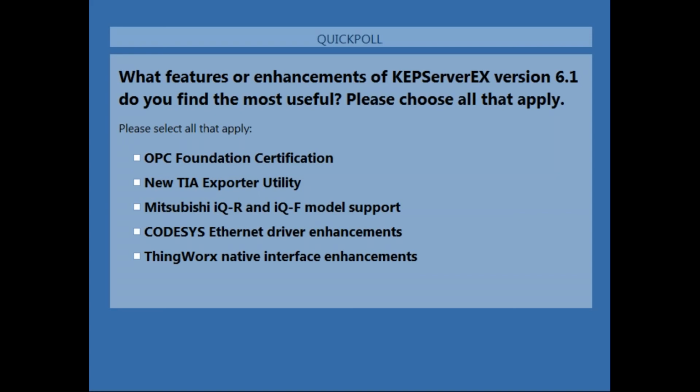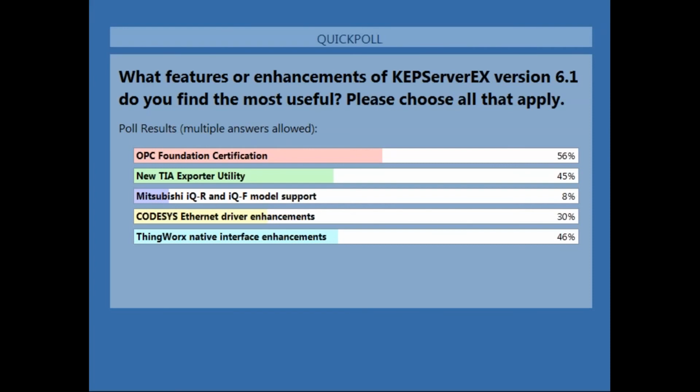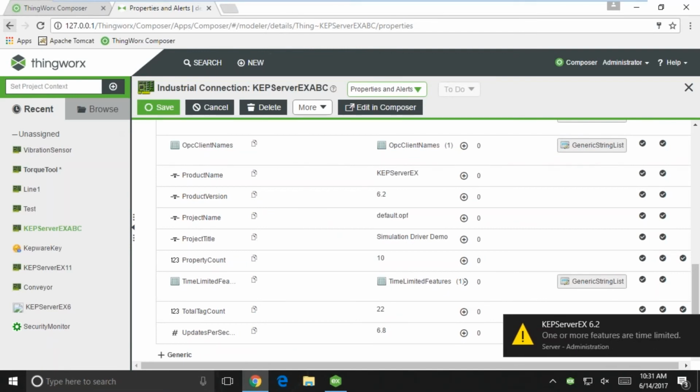Great. So I'm going to go ahead and close out this poll now and share that. It looks like quite a few of you found the OPC Foundation certification exciting and something you can rely on and take to either customers or your team members and say it's certified. The THINGWORX native interface was the runner-up, just ahead of the TIA exporter utility. And we did have someone come in, Adam over chat, say the configuration API for EFM exporter, which is very important for oil and gas customers. So that's great to see. And someone else, David, agreed with the configuration API.